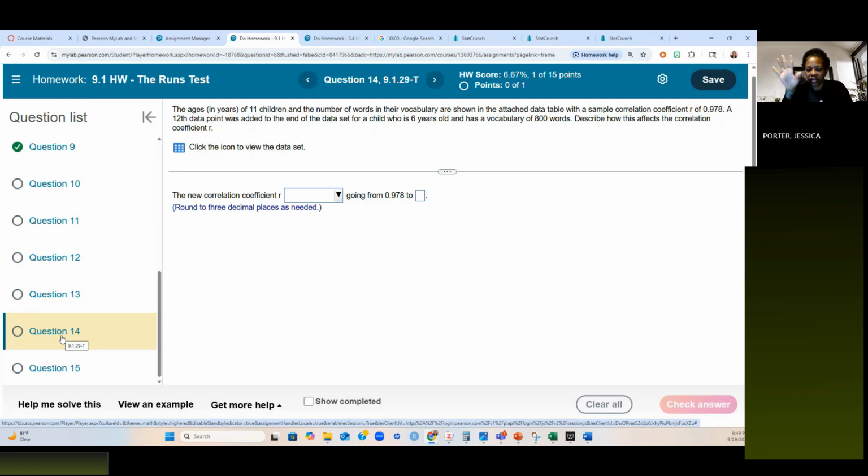So, excuse me, you'll find the first one and then you'll delete out. Let's see, a 12th data point was added to the end of the data set for a child who is 6 years old and it has this vocabulary. So you won't delete, you'll be adding another data point to your data and then finding the new correlation coefficient.